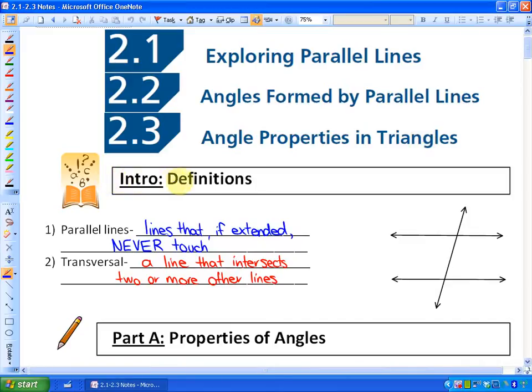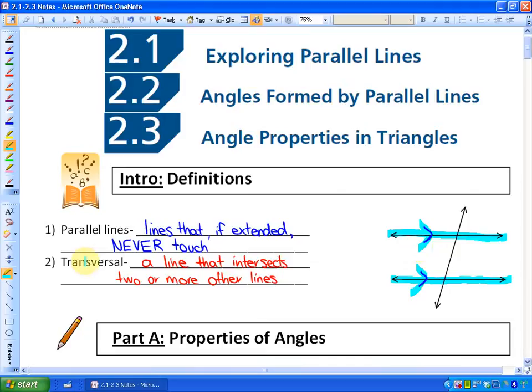So here are two definitions to start on. First of all, parallel lines. Parallel lines are lines that, if you extend them forever, they never, ever, ever touch. In this chapter and in mathematics, in order to identify parallel lines, we place arrows somewhere inside those lines. So these two lines here, which I have highlighted in blue at the moment, are parallel lines as indicated by these arrows here. Okay?